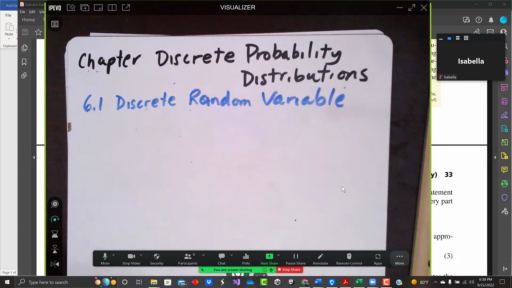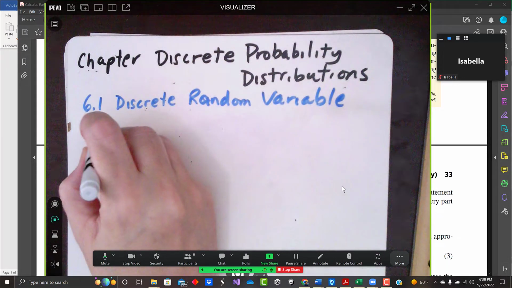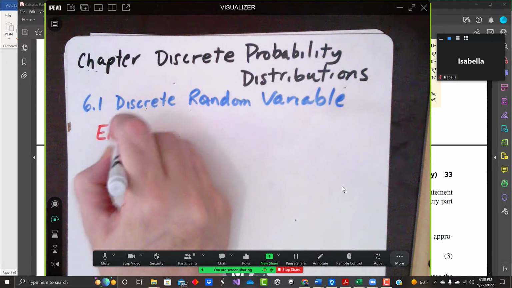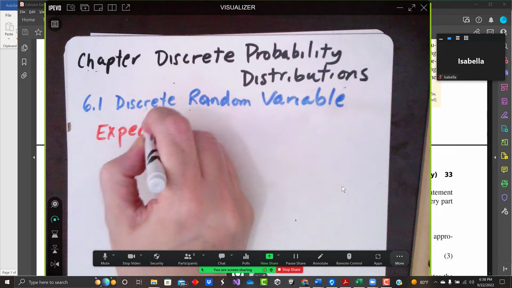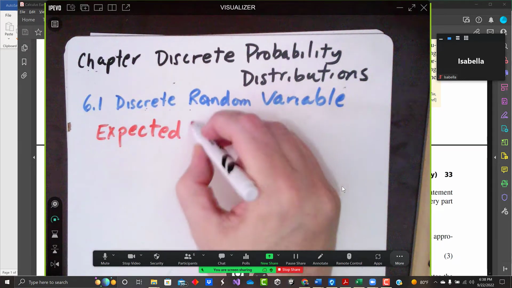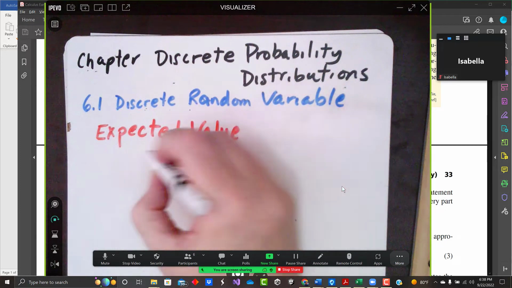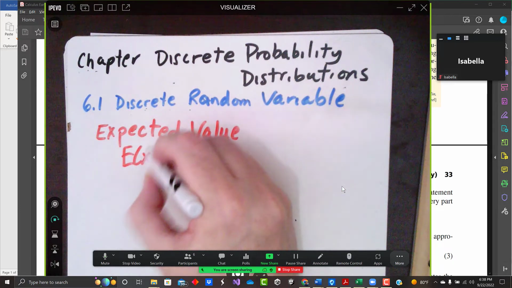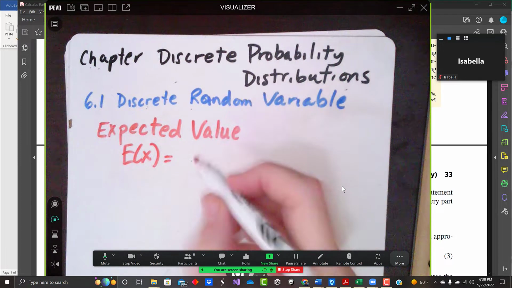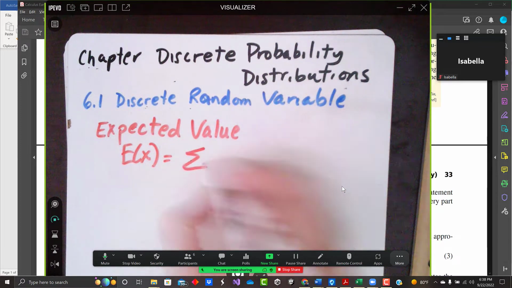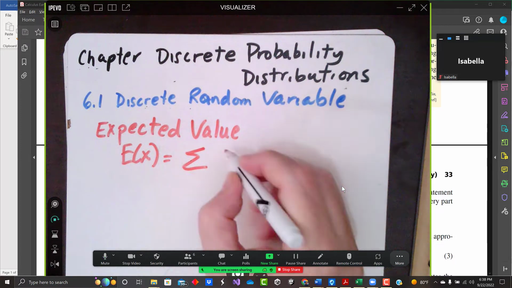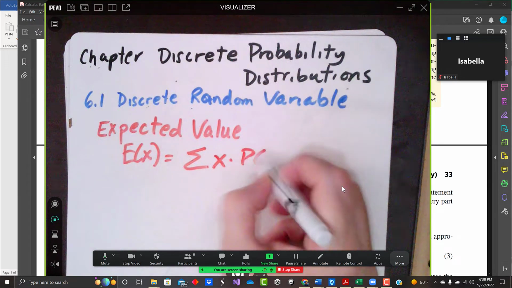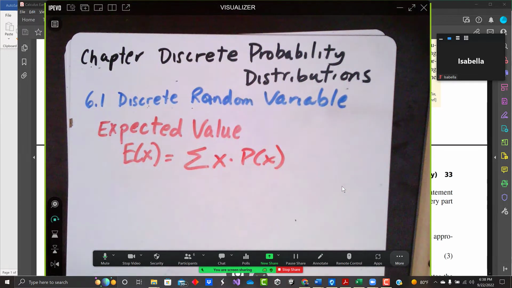Let's just start off your notes for this section with the formulas you're going to want to have and stuff you need to know. Expected value goes by E of X, and it's the sum, sigma means sum, this is capital sigma, of X times P of X. And you'll see what I mean by that in a second.